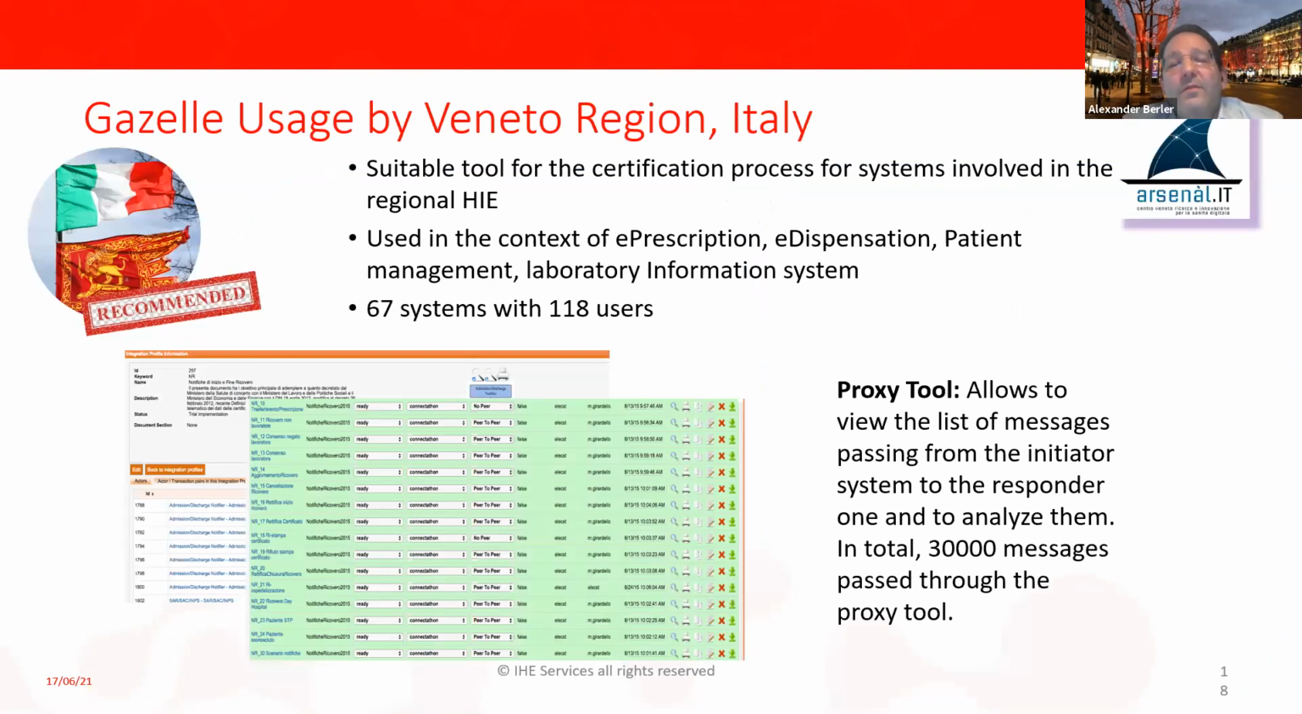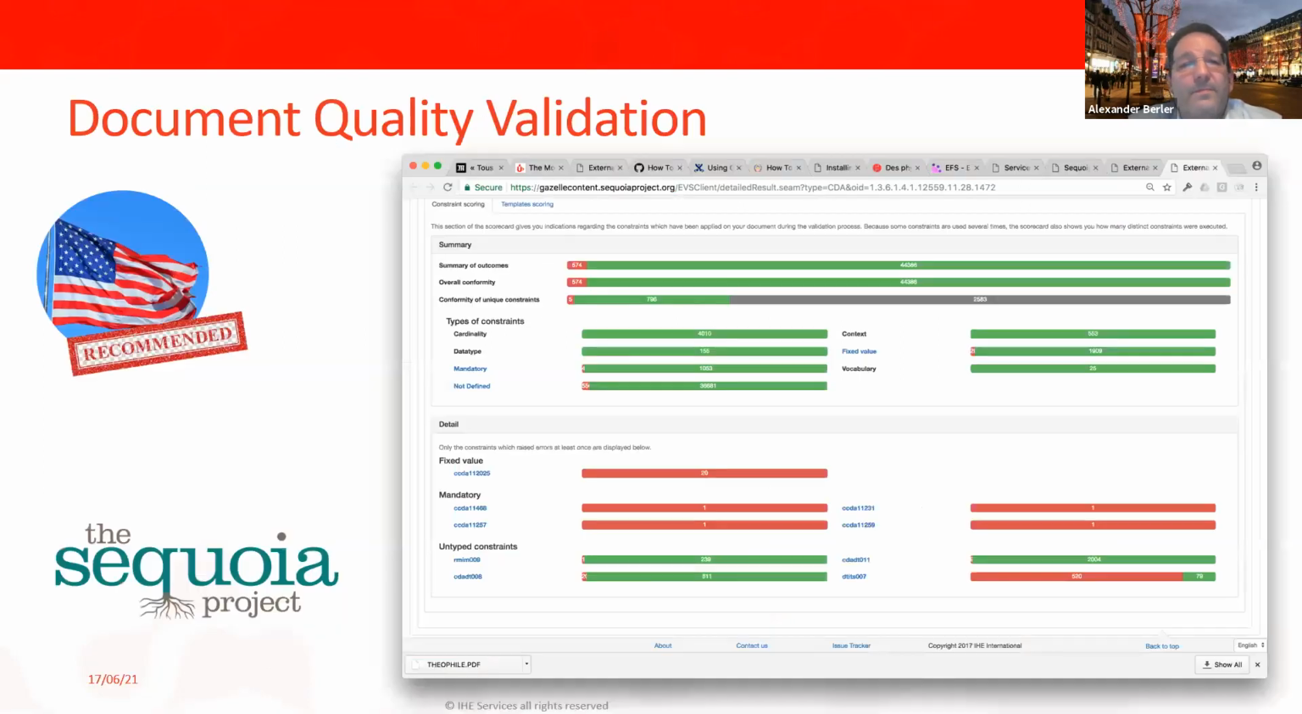Let's not forget also our initial history, like the Veneto region, where we supported their regional program that was implemented in steps. Most of it is based on IHE profiles, but not only. And that's a good way of, again, reusing Gazelle in such a context, supporting also regional deployments.